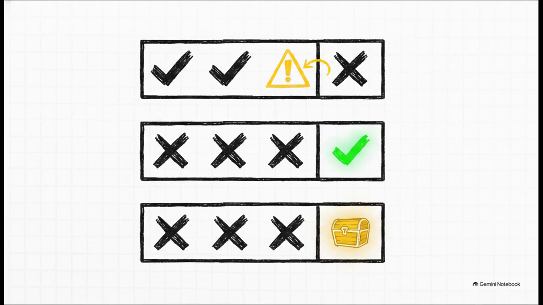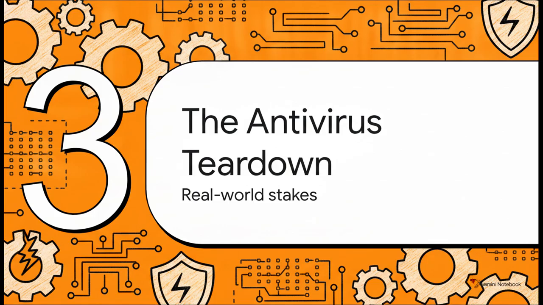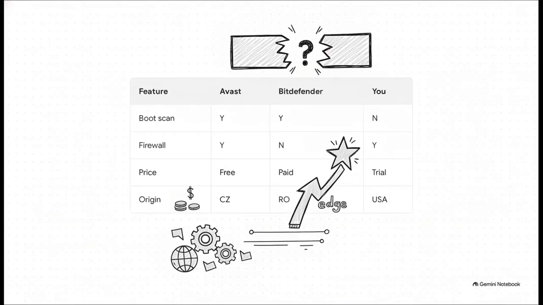That right there is either a massive, untapped market opportunity, or it's a solid sign that the feature genuinely isn't needed by anyone. Let's jump into Section 3, the antivirus teardown, real-world stakes and business context. And this brilliantly illustrates how the matrix theory works in a real, hyper-competitive software market.